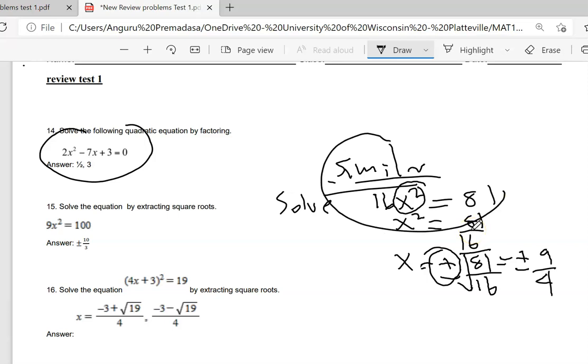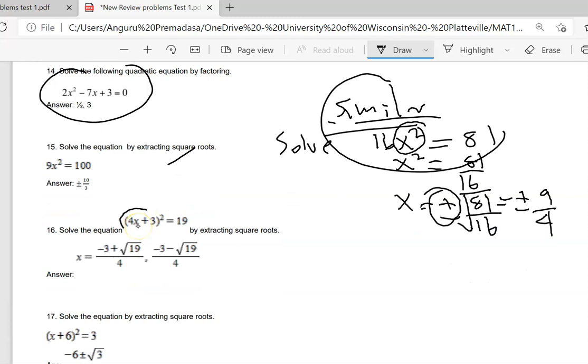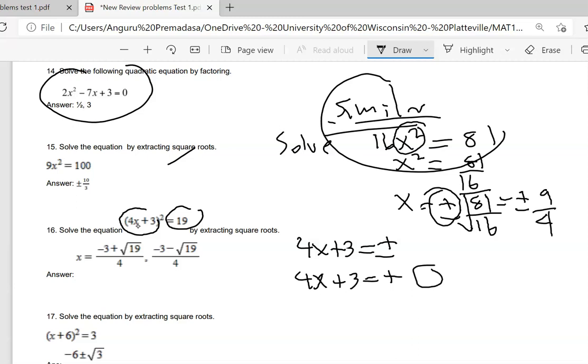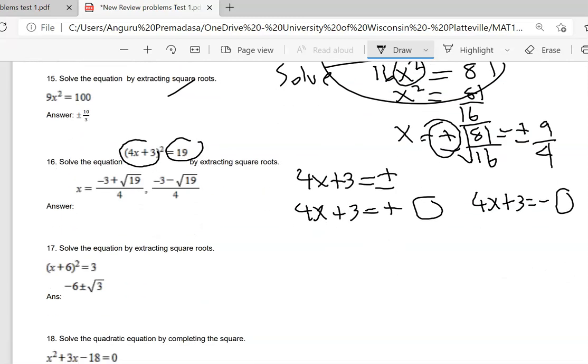So now you can do this problem. Again, this is also like that, but now you take this whole quantity and write it as plus or minus the square root of the right hand side. Then you solve the plus equation, and the other one you solve the minus equation. Then you solve for x, and you get the answer. So again, all these problems are similar.